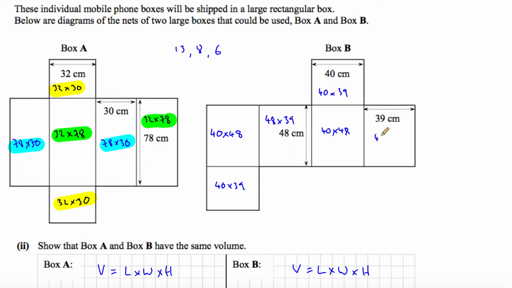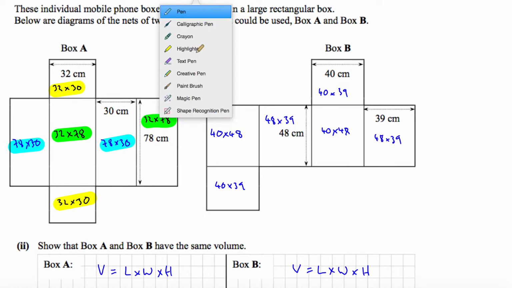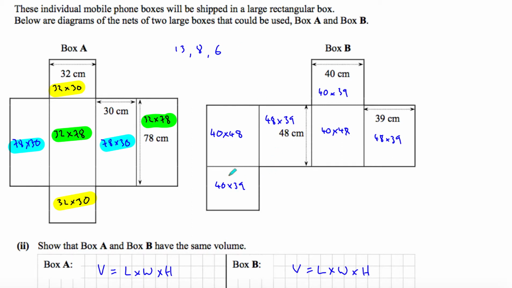Similarly here, 48 by 39. So again, to use the highlighter, we've got the 2 sides here and here. We've got the bottom and the top, which are here and here when you fold it up, and the front and the back here and here.